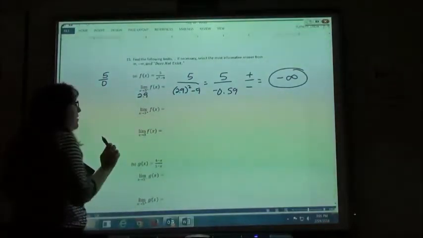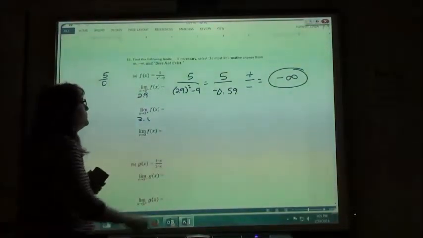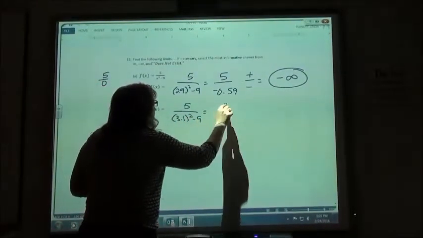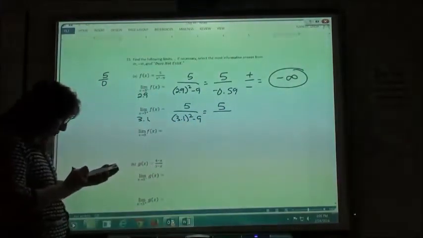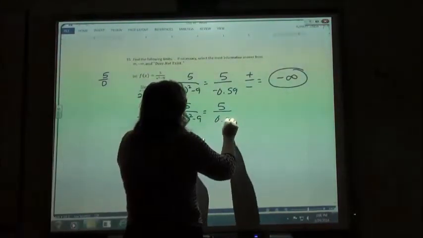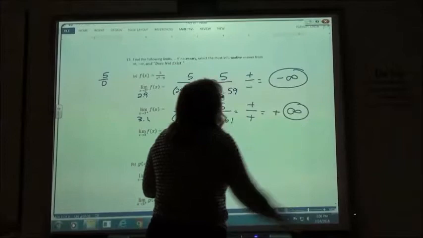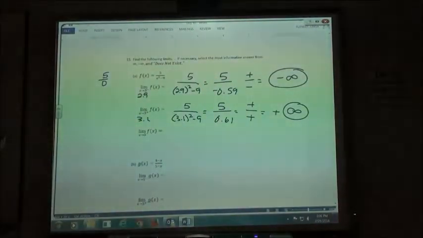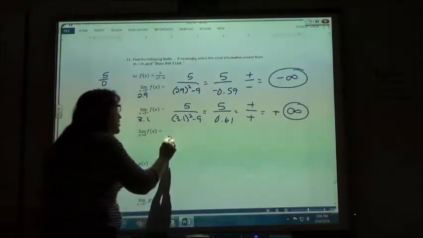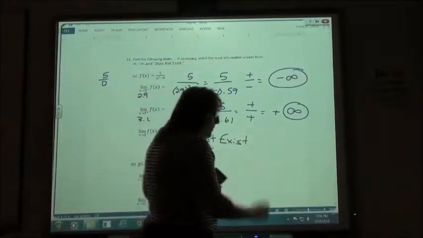As I approach 3 from the positive direction, so just a little bigger than 3, I'm going to use 3.1. So 5 over 3.1 squared minus 9. 5 on top. 3.1 squared minus 9 gives me 0.61. So I have a positive over a positive, which means positive infinity. So in this one, as I approach from the left, I got negative infinity. As I approach from the right, I get positive infinity. Since those are different, the limit does not exist.